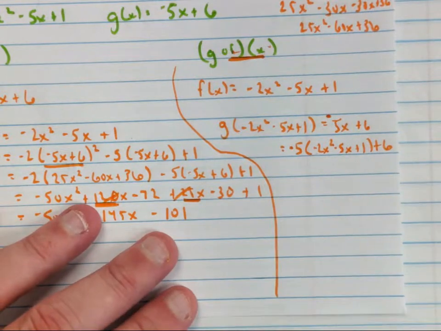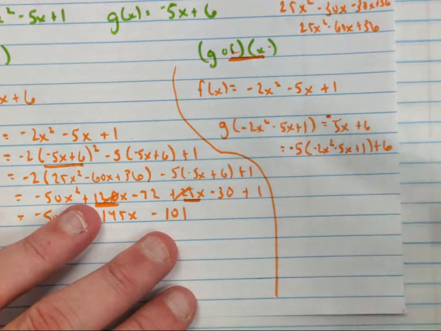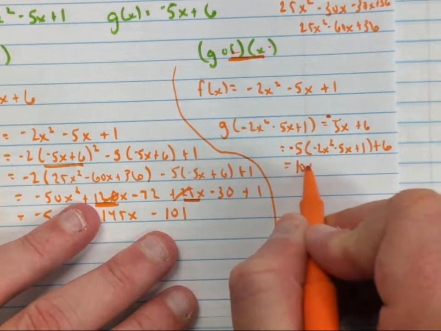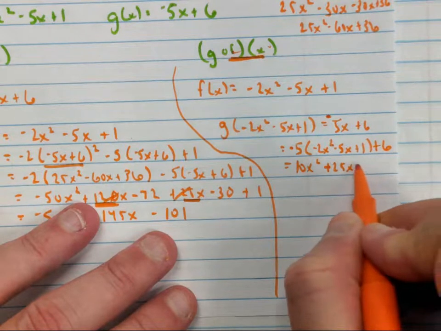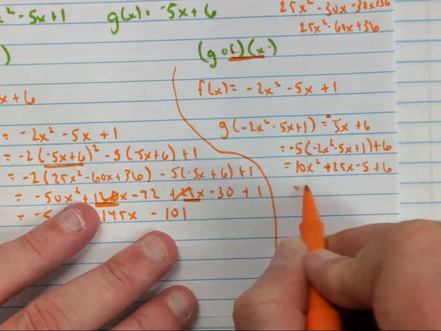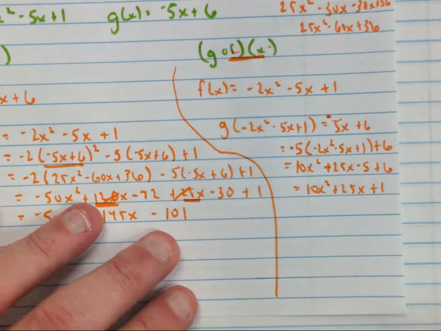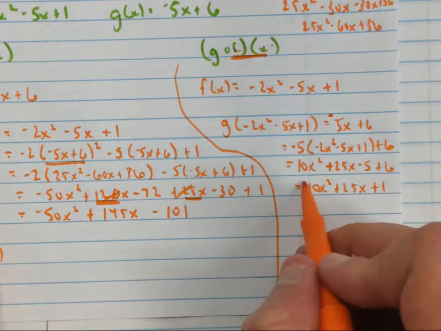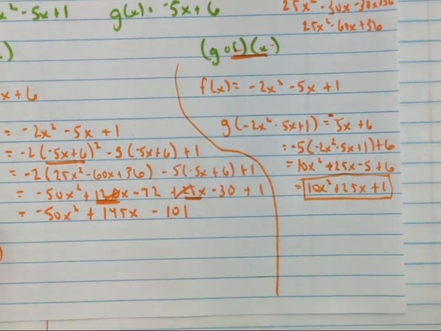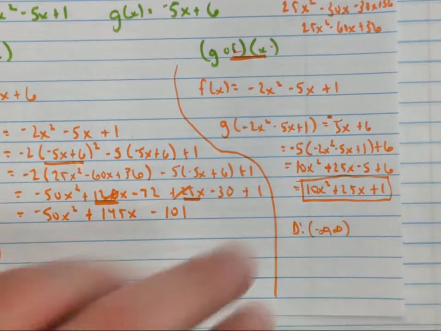It's a whole lot better. We don't have to do any foiling on this one. So I took that and plugged it into the g function. I get 10x squared plus 25x minus 5 plus 6. They're not all as long as this one over here. So that's all I can do with that. That is my final answer for g of f of x. And my domain would be all real numbers.